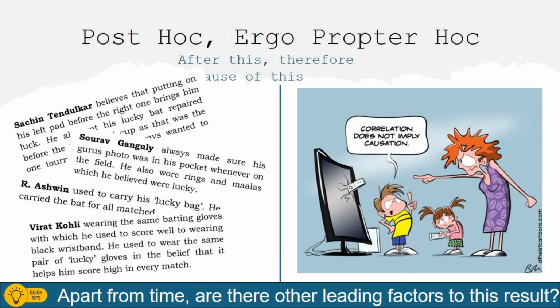And how do you counter, or how do you break out of this tendency of trying to find a causal effect? Separate out the events. Since these events are occurring in temporal order, ask, apart from time, are there any other factors leading to this result?